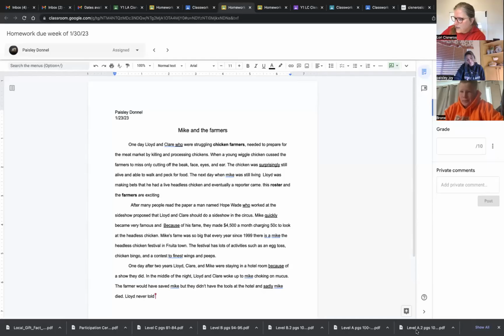The first thing on the checklist is name and date in the upper left-hand corner. And Paisley did a great job at that right here. She's at the upper left-hand corner. She's got both her name and the date. So she would put a check in that box. The next one says composition is double spaced. Obviously, she has hers double spaced, so she can check that box.